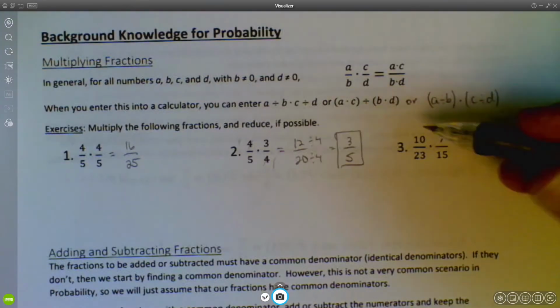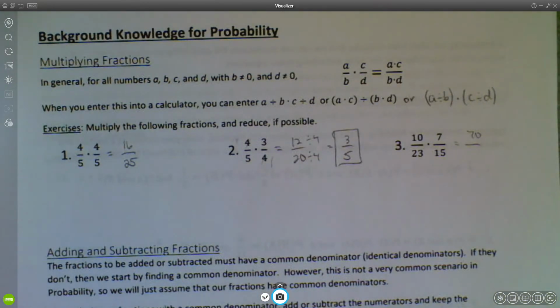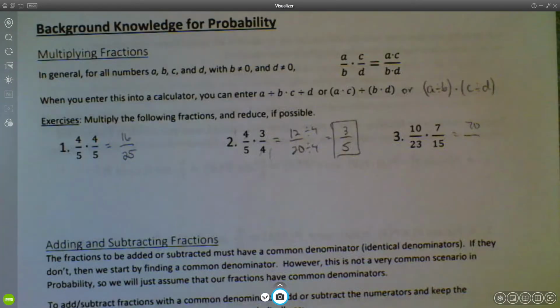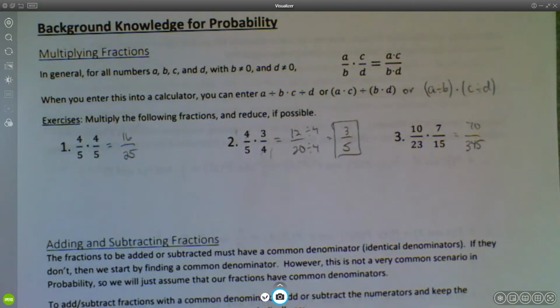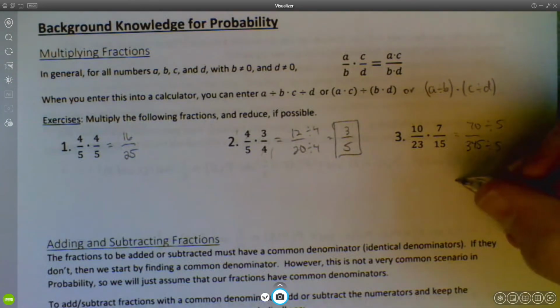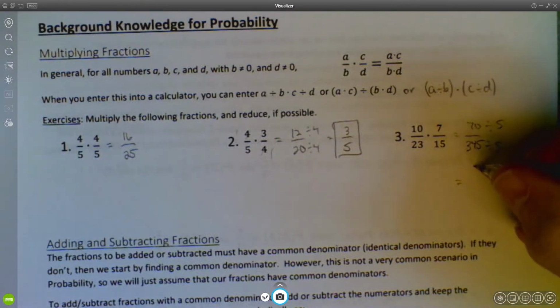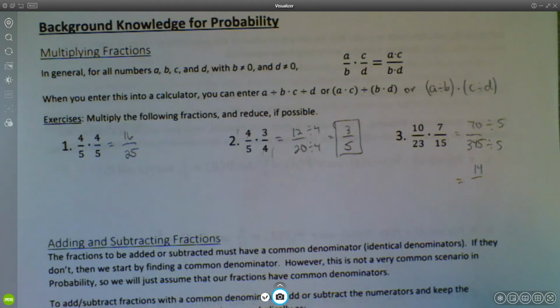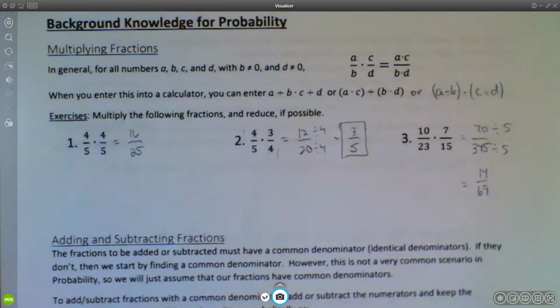I would multiply straight across. 10 times 7 is 70. 23 times 15, now I'm not going to do that in my head, I'm just going to use my calculator. 23 times 15 is 345. I know that 5 at least will go into both of these things, so I know I can reduce by at least 5. 70 divided by 5 is 14. 345 divided by 5 is 69. Okay.